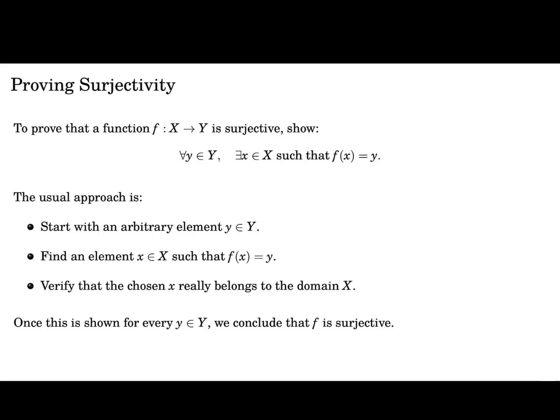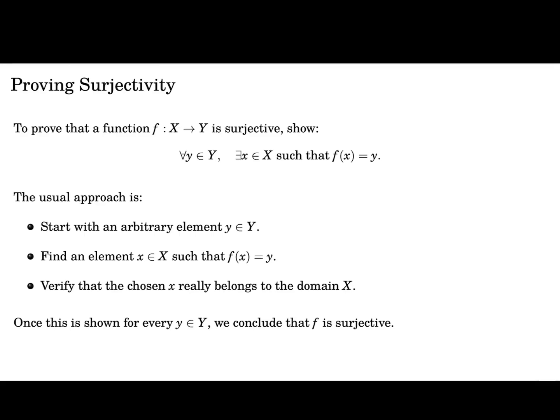To prove that a function f from X to Y is surjective, we need to show that for every y in the codomain Y, there exists an x in the domain X such that f of x is equal to y. So the usual approach is you start with some arbitrary element y in the codomain, and then you just need to find an element x in the domain such that f of x is equal to y. And since you started with an arbitrary y, you essentially showed that for every y you can find this x, then you're good.